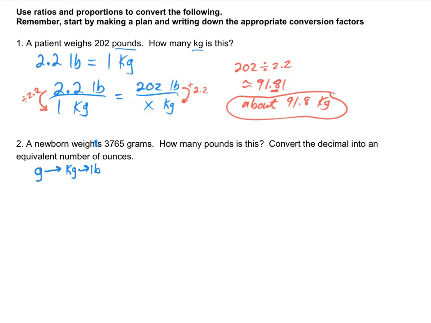Now, to take 3,765 grams and convert that to kilograms, we could use ratios. But you could also use the King Henry acronym.